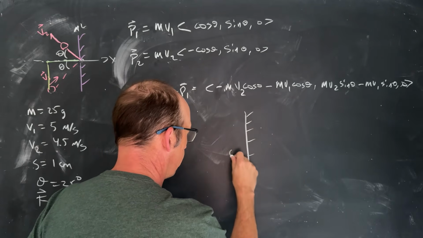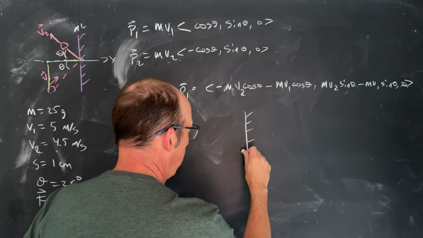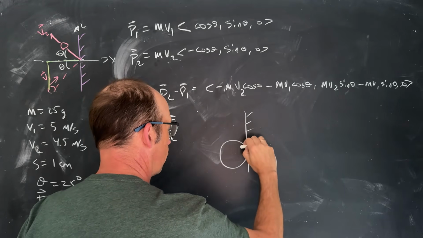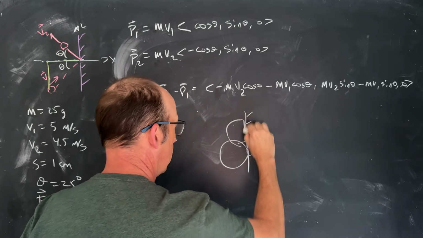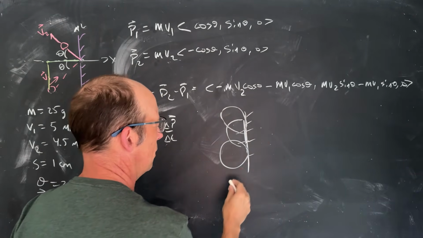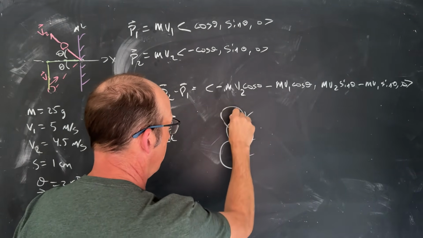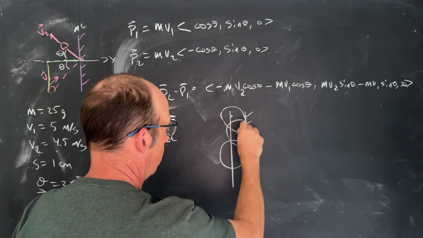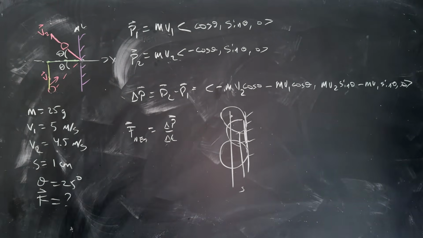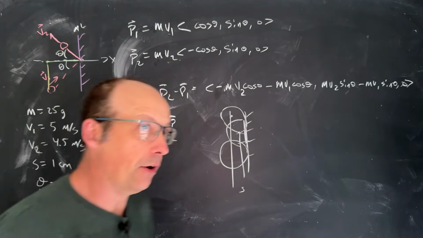And it starts right here, just about contacting the wall. I'll draw a big ball. And then it's going to compress. I'll draw it again, like that. And then it's going to uncompress. So this distance from here to there is s. It compressed a distance s, and then it decompressed that distance s. So how can we calculate that?